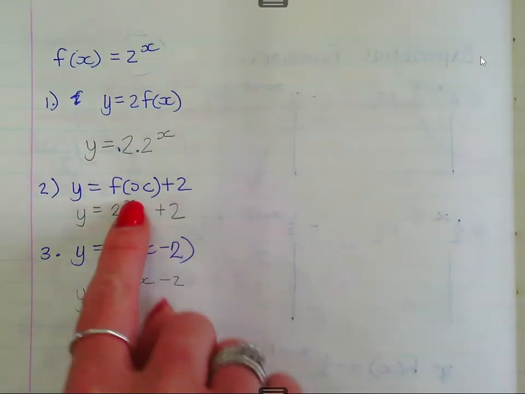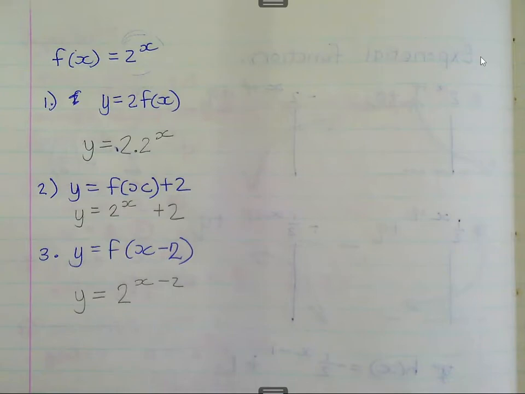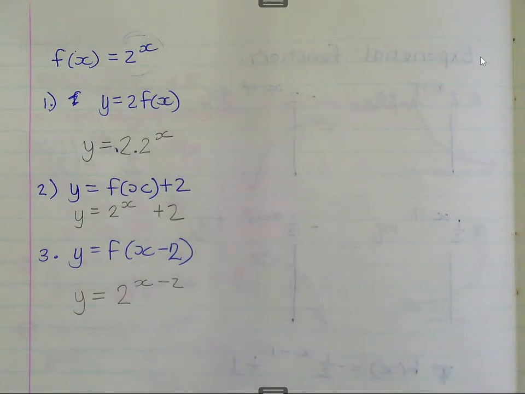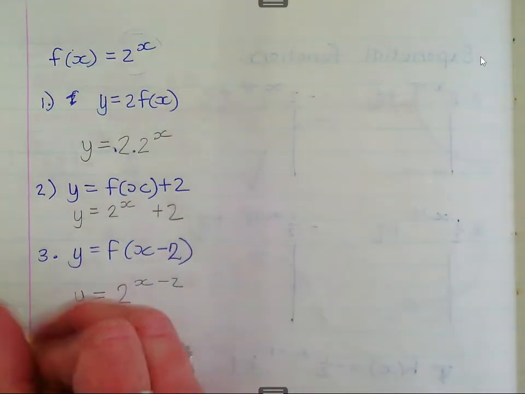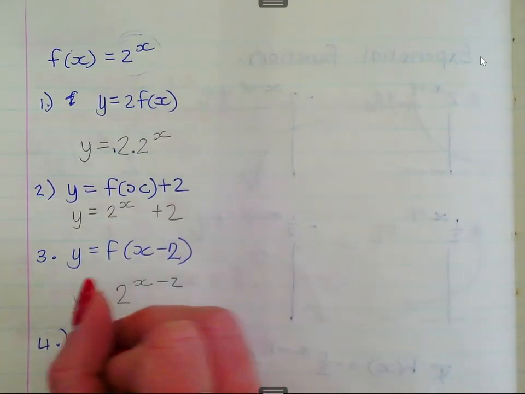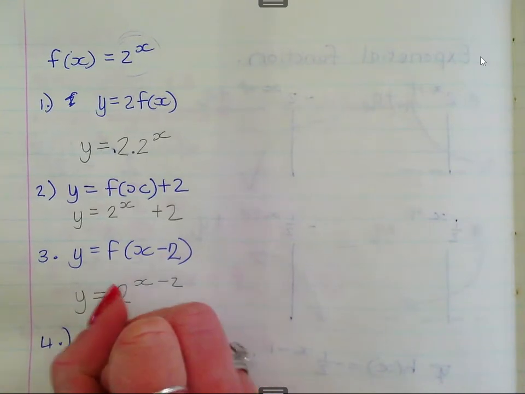And you see, I don't take the previous one. F of x is 2 to the power of x. This was something new that I created. F of x is f of x. Okay, number 4. This is an important one.